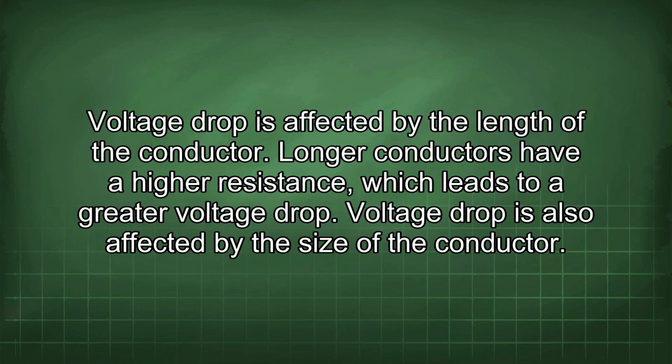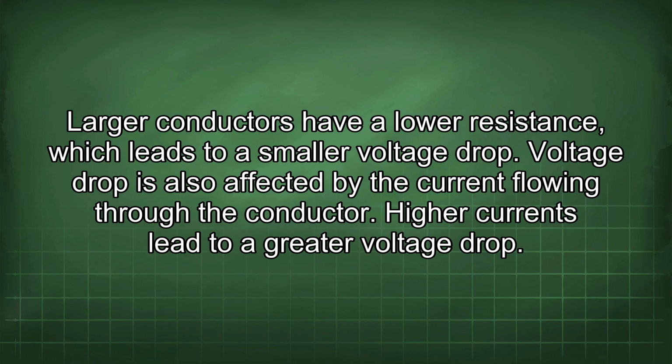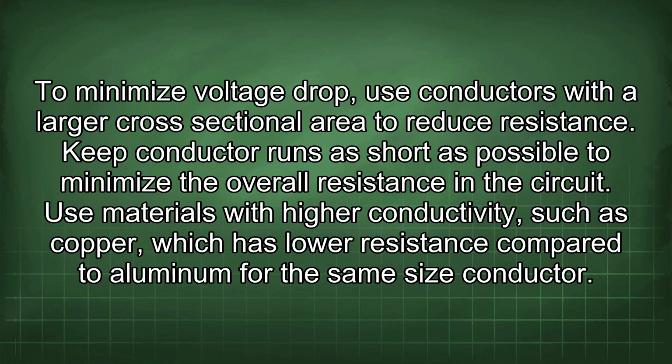Voltage drop is affected by the length of the conductor. Longer conductors have a higher resistance, which leads to a greater voltage drop. Voltage drop is also affected by the size of the conductor. Larger conductors have a lower resistance, which leads to a smaller voltage drop. Voltage drop is also affected by the current flowing through the conductor. Higher currents lead to a greater voltage drop. To minimize voltage drop, use conductors with a larger cross-sectional area to reduce resistance.